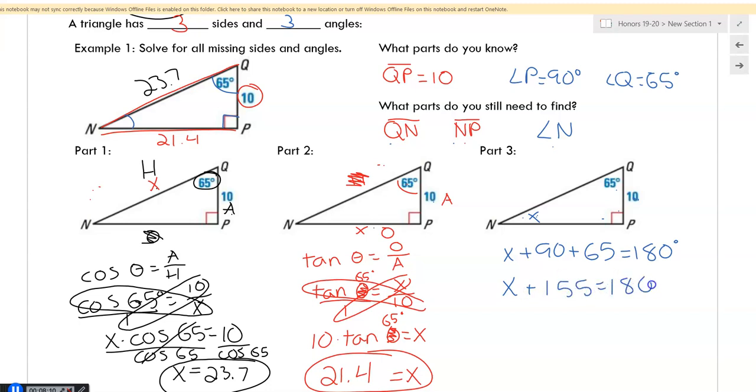So then we get 155. We subtract that, and we get x equals 25 degrees. And now I know every part of my right triangle. Wonderful. Let's look at the next page.